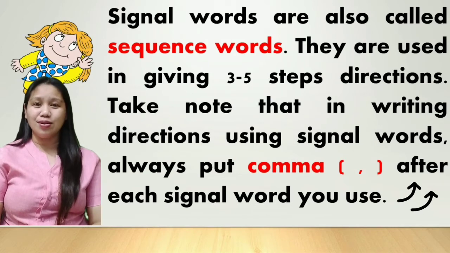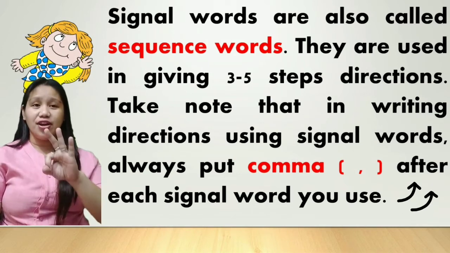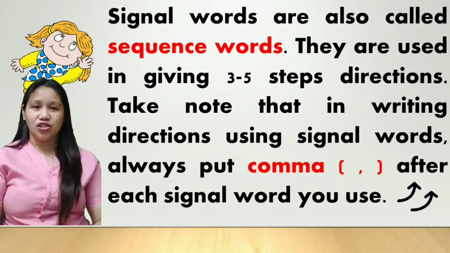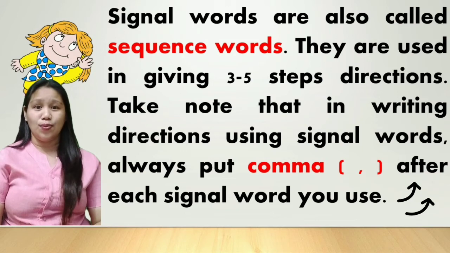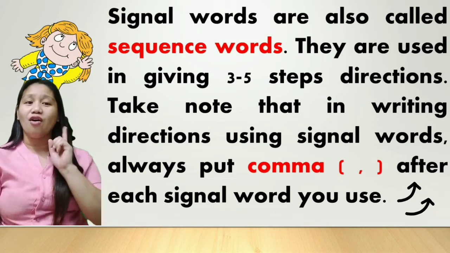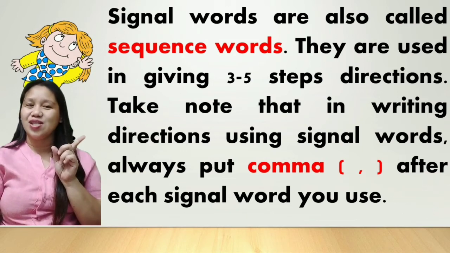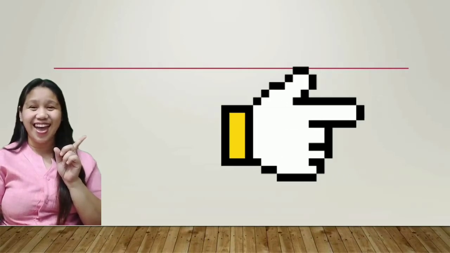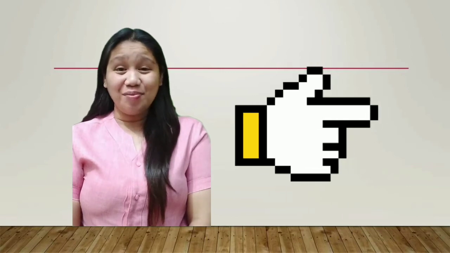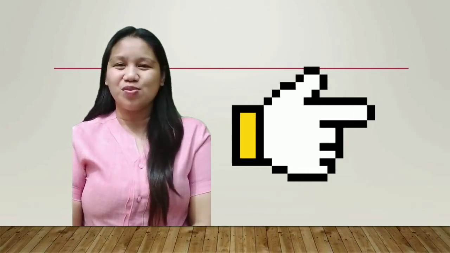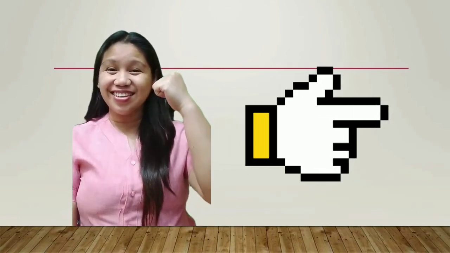Signal words are also called sequence words. They are used in giving 3 to 5 steps directions. Take note that in writing directions using signal words, always put a comma after each signal word you use. Don't forget that. How was the lesson? Did you find it interesting? Let me give you another activity to practice what you have learned. Good luck!